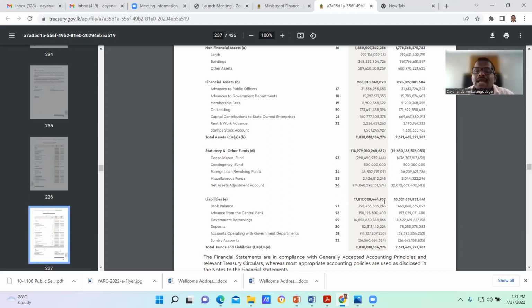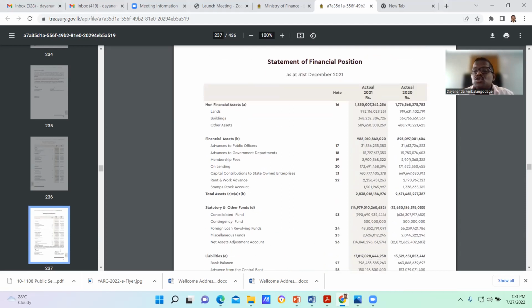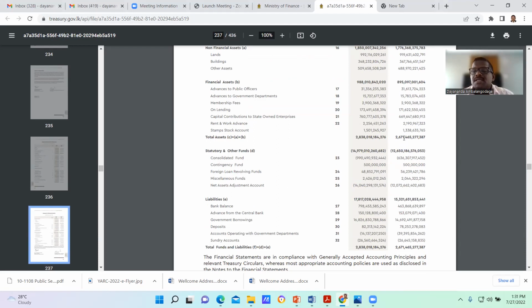But on the other hand, if you look at the total liabilities, they are 17.8 trillion, against total assets of 2.8 trillion. In 2020 it is the same scenario: assets of 2.6 trillion and liabilities of 15.3 trillion. You see the basic logic of financial accounting, assets minus liabilities, so your equity is really negative. Looking at past years too, net assets have continuously been negative. So you can understand the economic situation behind this country.